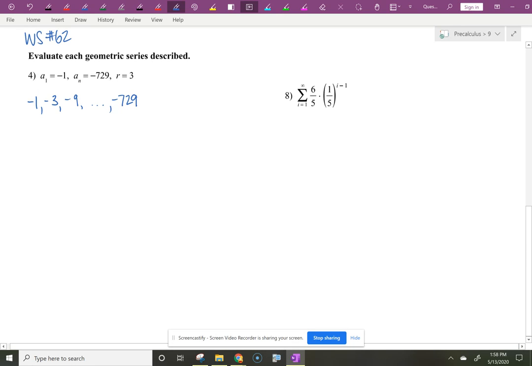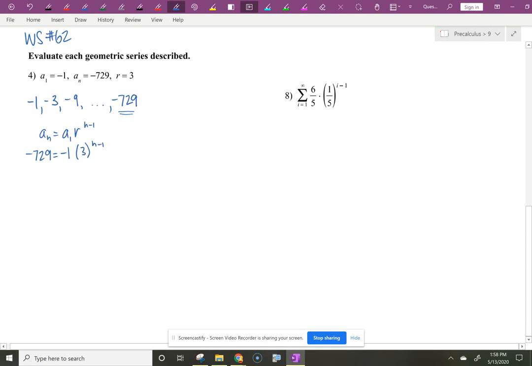So we could brute force this, right? I could keep multiplying by 3 and try to figure it out. Or maybe I could use some other technique to figure it out, like the sequence formula. Remember, the sequence formula is a_n equals a_1 r to the n minus 1 power. So if I know that the last term in the list is -729, and I know the first term is -1, and I know r is 3, I could just use this formula to figure out what n is.